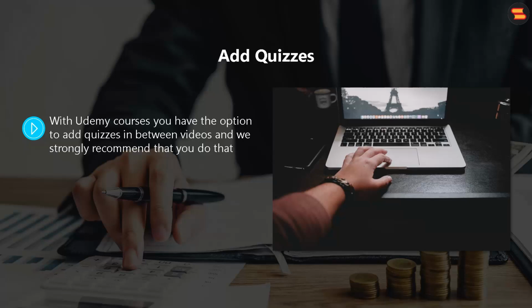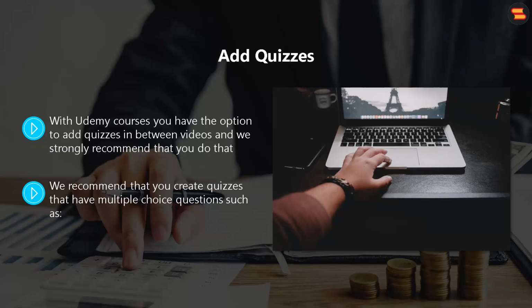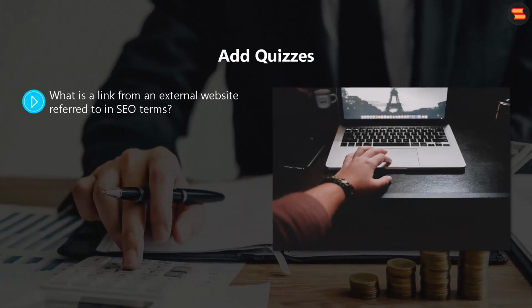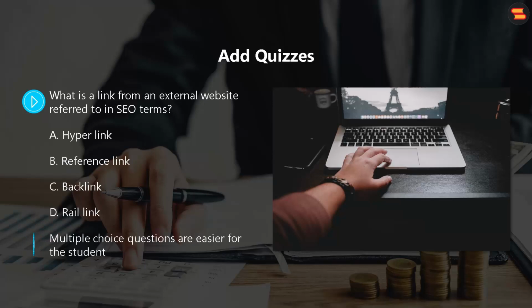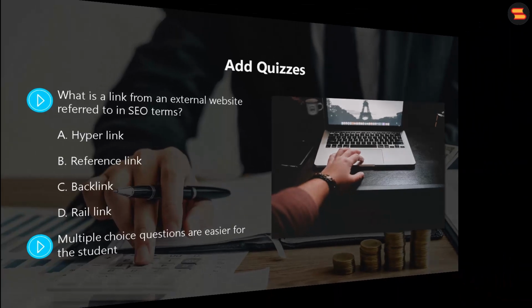We recommend that you create quizzes that have multiple choice questions, such as, what is a link from an external website referred to in SEO terms? A. Hyperlink. B. Reference link. C. Backlink. D. Rail link. Multiple choice questions are easier for the student. Make sure that you have answered all of the questions in the video so they can go back over it if they are not sure about something.